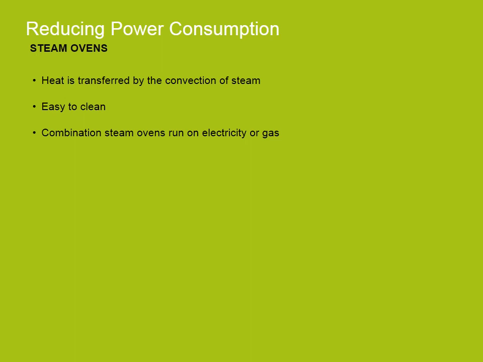Combination steam ovens are very popular in commercial kitchens and are becoming increasingly popular for domestic use. They use either electricity or gas as well as a steamer so that food can be cooked thoroughly and quickly with the steamer, then browned or crisped in the convectional mode.